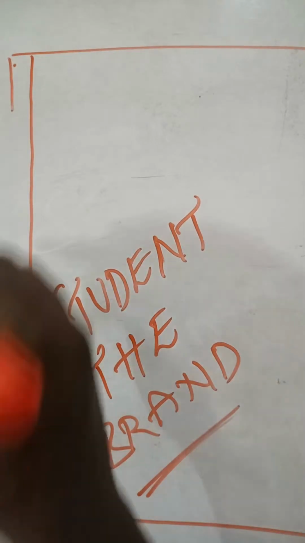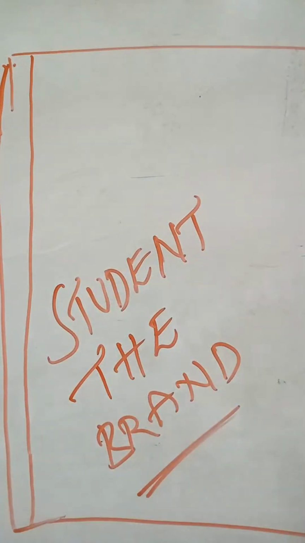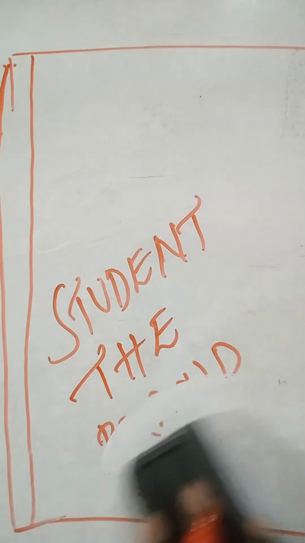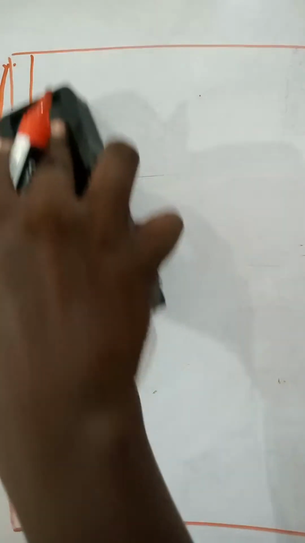Now I am going to discuss the light reflection and refraction chapter. Completely we'll discuss light reflection and refraction, how it happens, everything. So make sure that you are noting down whatever I am explaining.